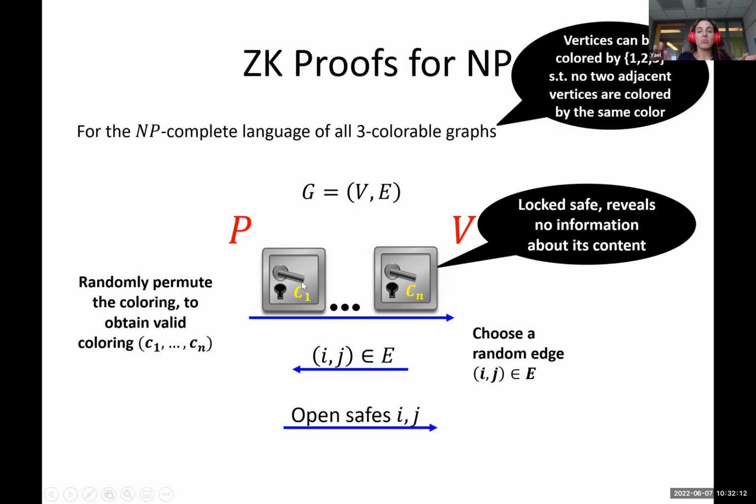Okay, I'm a cheating prover. I'll put whatever colors I want here. But I know it's not a legal coloring, because a legal coloring does not exist if the graph is not 3-colorable. So I'll put a coloring there. You choose a random edge. I need to open. What is the chance that I'll succeed in the opening here?